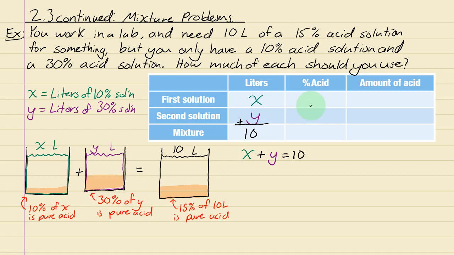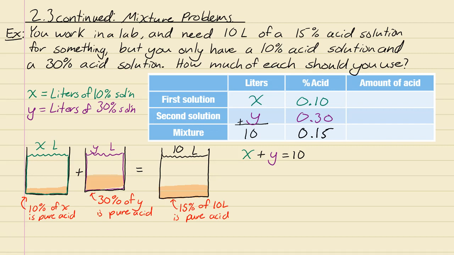The percent acid, let's write this as a decimal so that you can actually do arithmetic with it. So 10% really means the decimal 0.10, and the 30% really means 0.30. And the percentage in the combination is supposed to be 15%, which we're going to write as 0.15.